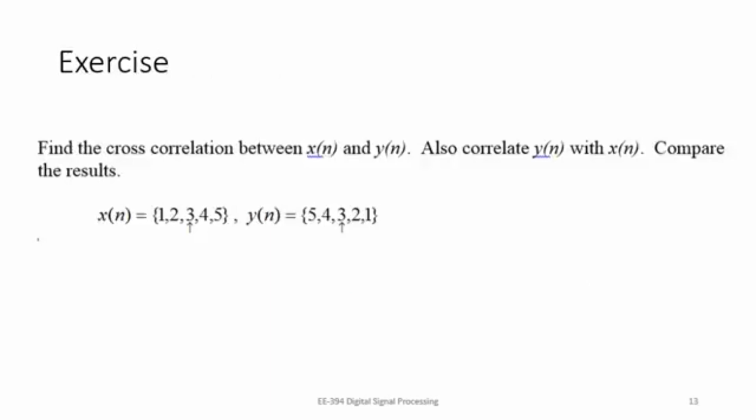Now let's look at the cross correlation example, and this is between two signals x of n and y of n. And once we are done, we will also have to look at the correlation of y of n and x of n. This you can do on your own to prove that the results are the folded version of one another. The signals are 1 2 3 4 5 and 5 4 3 2 1, and the origin is at 3.